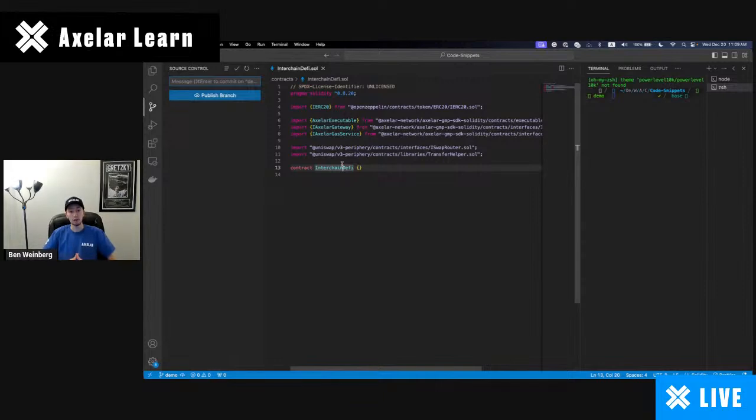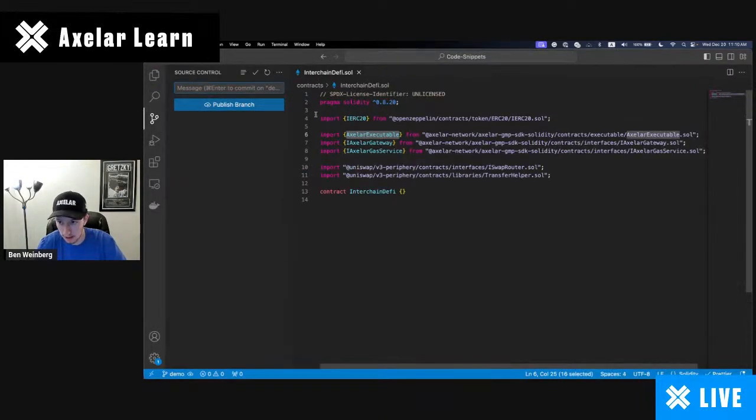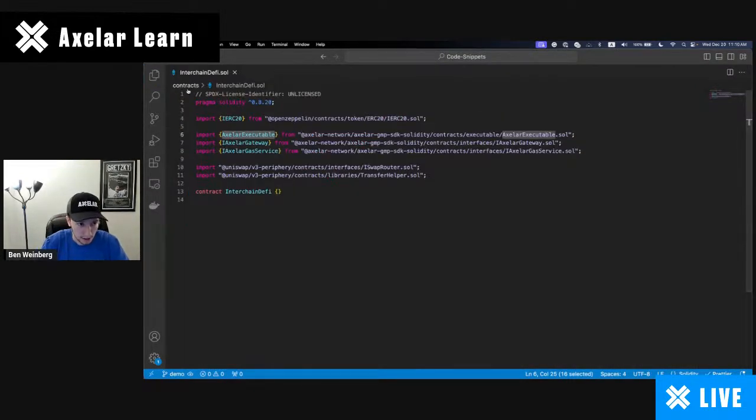So we start off with a blank contract here with a couple import statements. Let me close this. I'm going to step through these import statements before we start writing up our contract. First thing we're importing is an interface for our ERC20 token. This is just an interface so that we can interact with ERC20 functionality. We import the Axelar executable, which I will come back to in a few minutes.